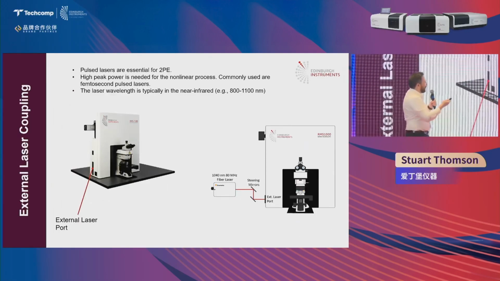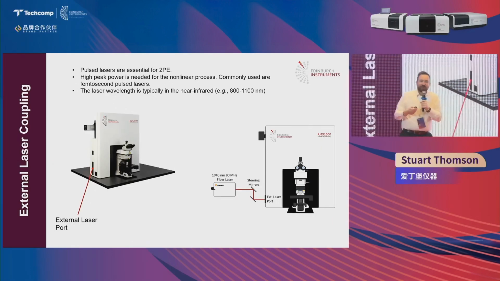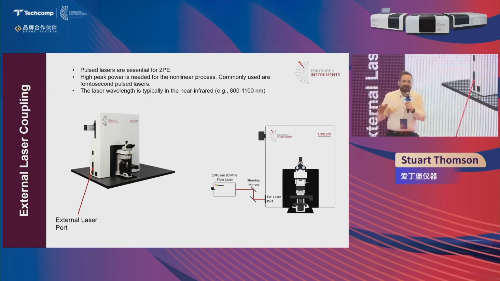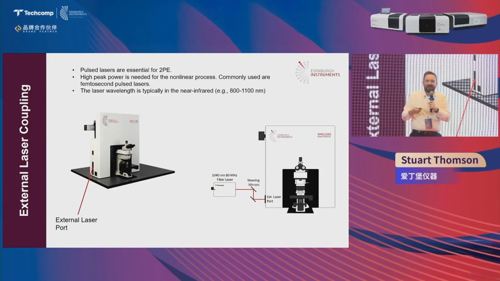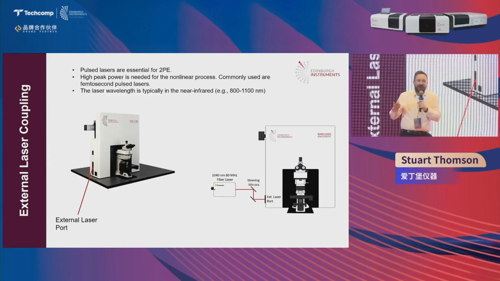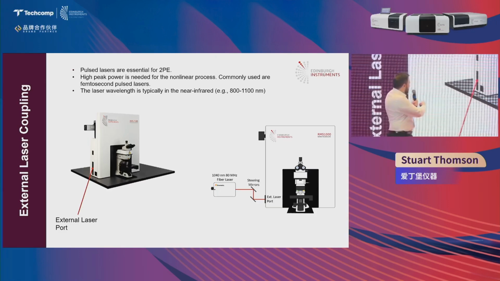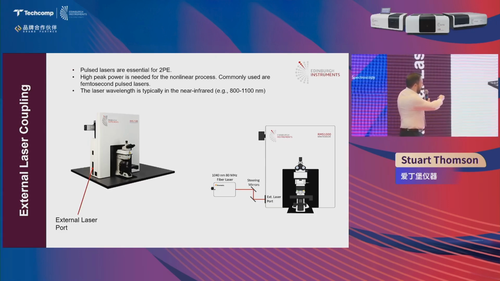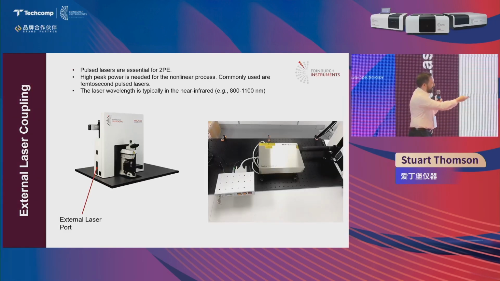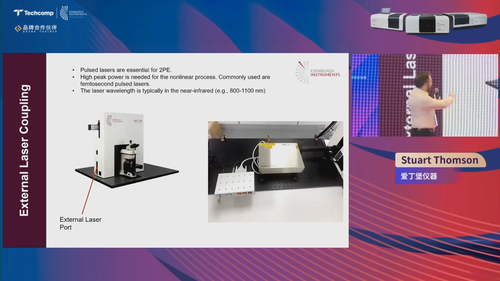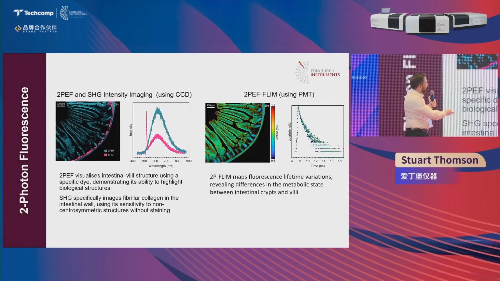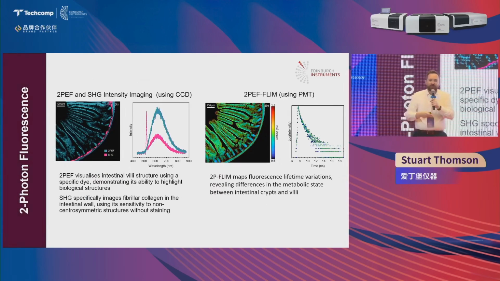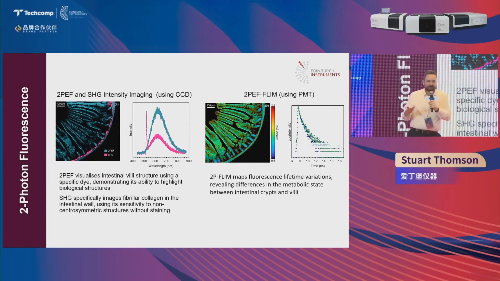And to do this on the RMS 1000, we need quite a high power pulsed laser. So this is typically a picosecond or a femtosecond titanium sapphire or fiber laser. And we can couple these into the RMS 1000. And that's what it looks like in practice. So we couple through this side port. And then we can generate 2-photon fluorescence images.